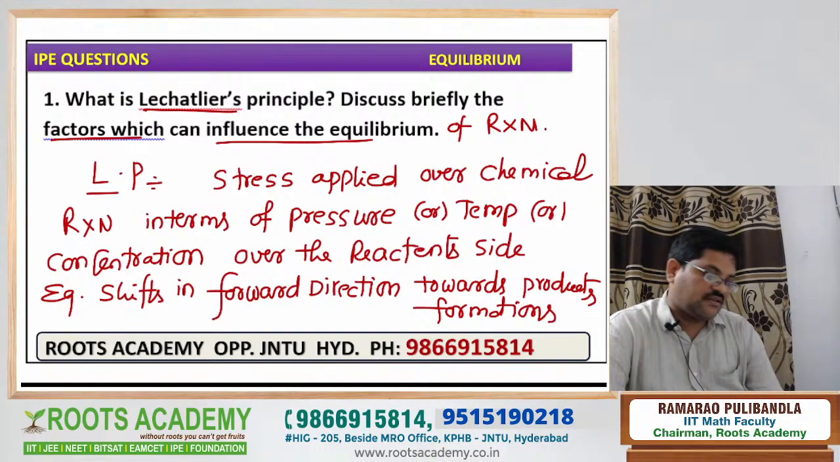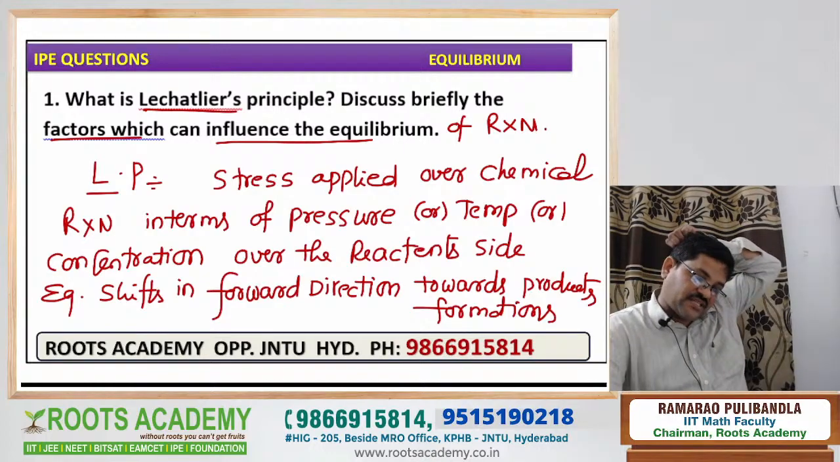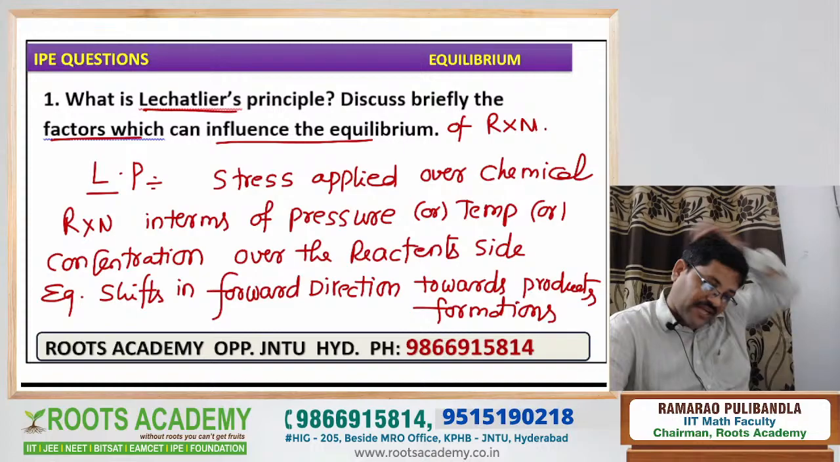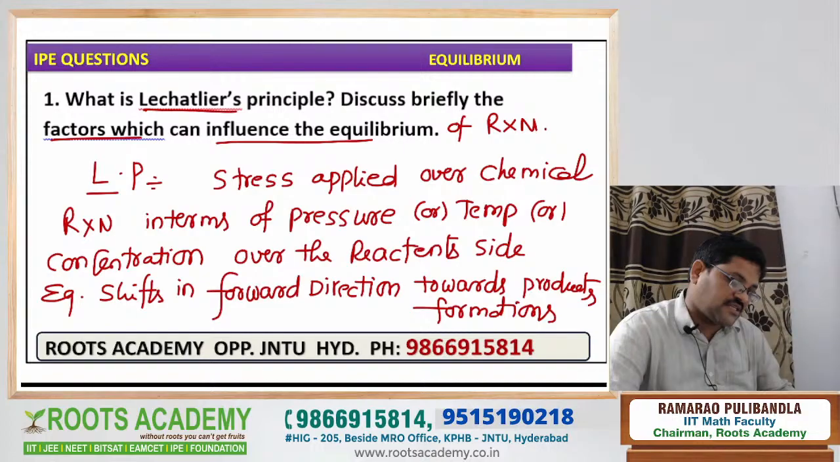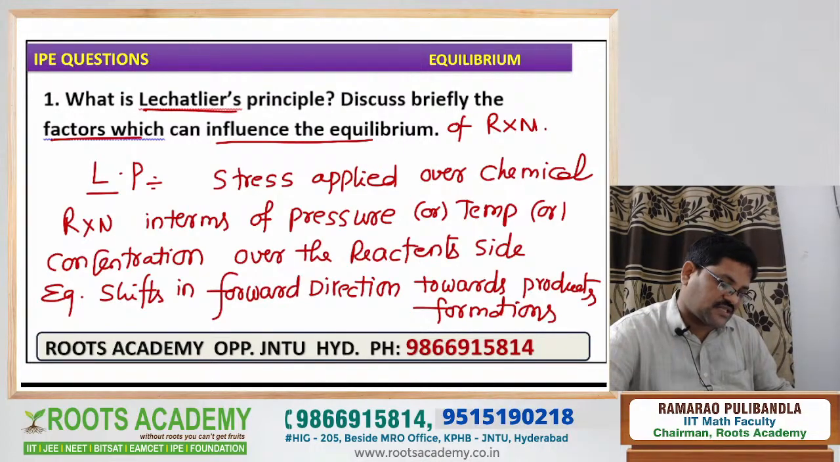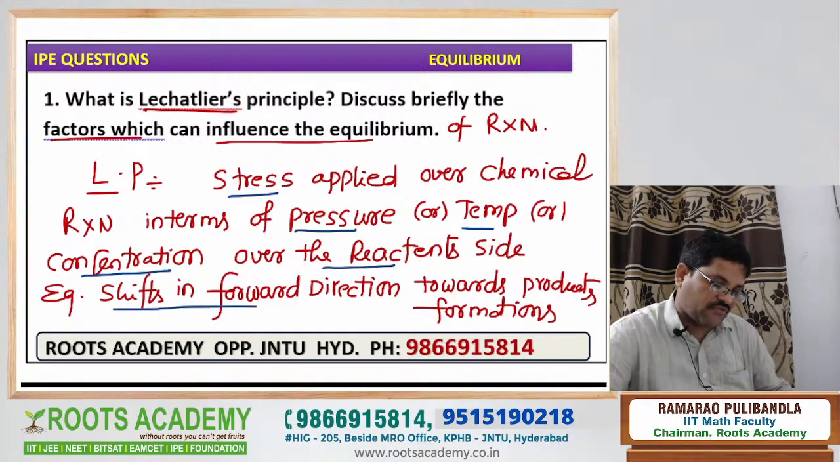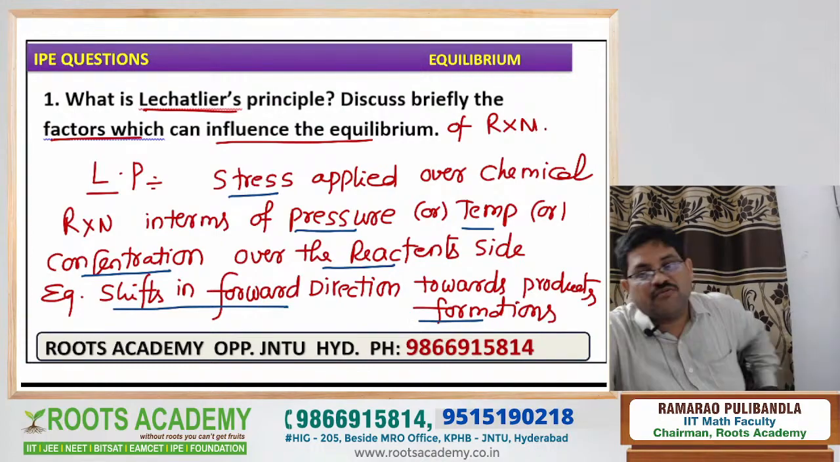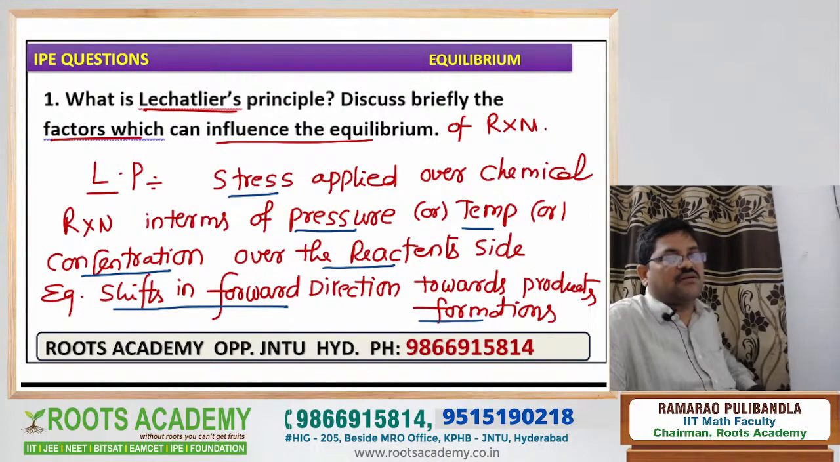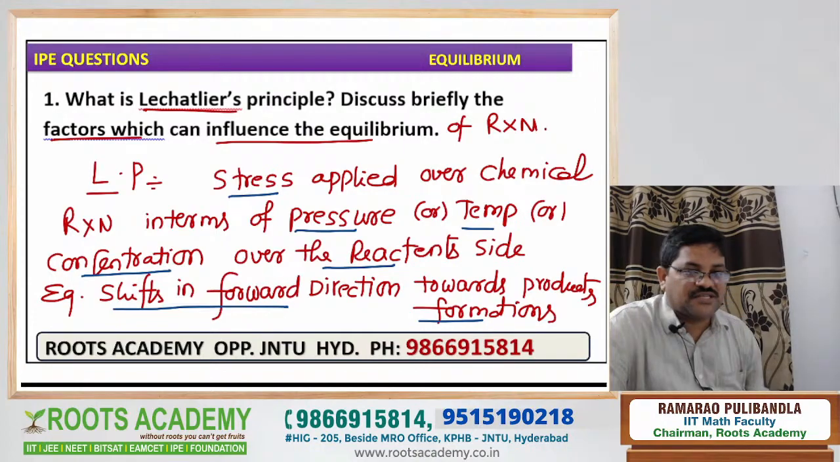So Le-Chatelier's principle explains that stress is applied over the chemical reaction. The stress is applied in terms of pressure or temperature or concentration over the reactant side, and equilibrium shifts in the forward direction towards the product formation side. Simple logic. That is called Le-Chatelier's principle. We write the statement like that.